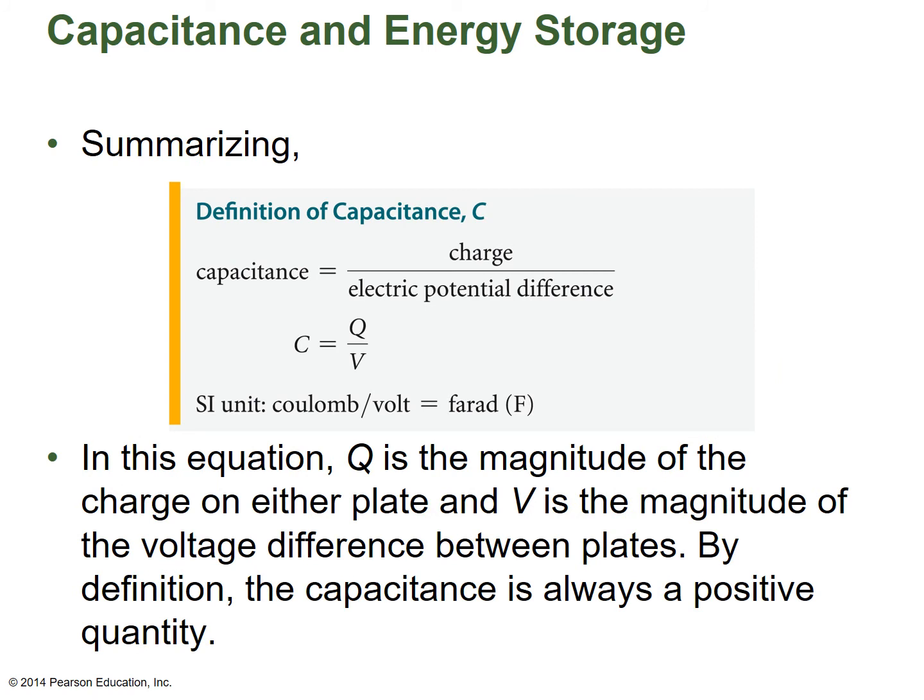So let us summarize here. The concept of capacitance is defined as the charge on each plate over the electric potential difference. So C equals Q over V, coulomb over volt, and this is called farad. You should understand that farad is a huge unit.